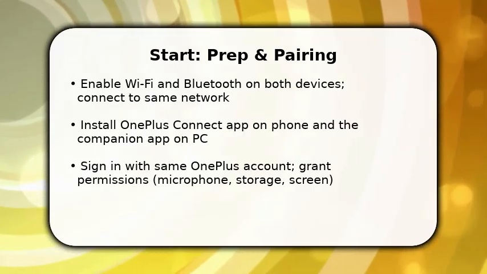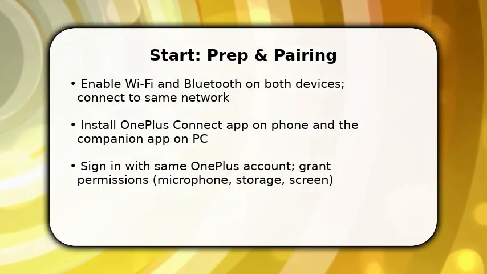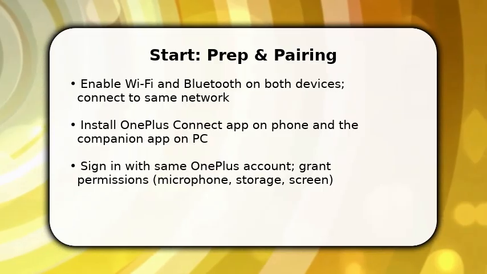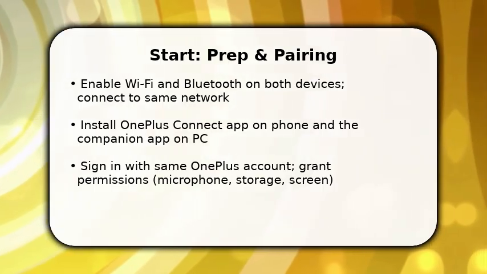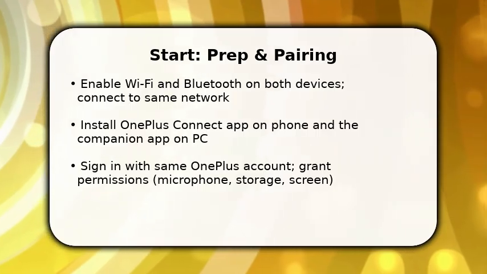You start by preparing both devices. Make sure Wi-Fi and Bluetooth are active and both use the same network. Open OnePlus Connect on your phone and the PC companion. Sign in with the same OnePlus account so the devices can discover each other.